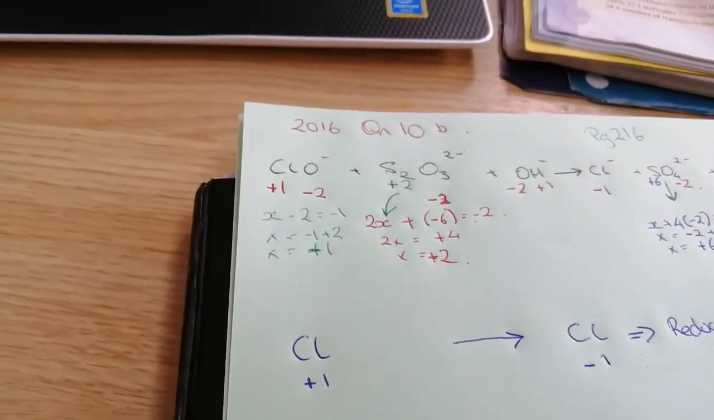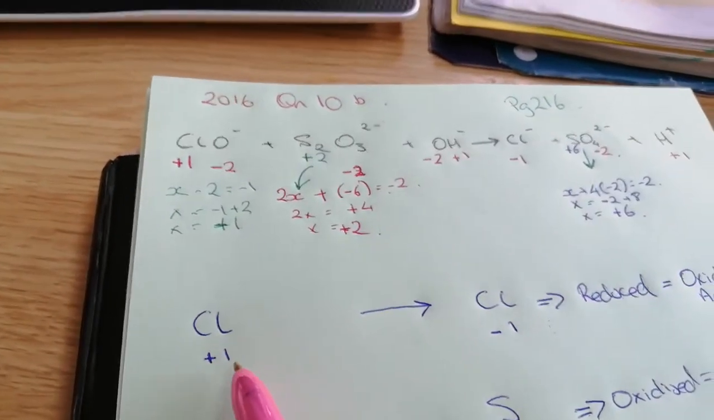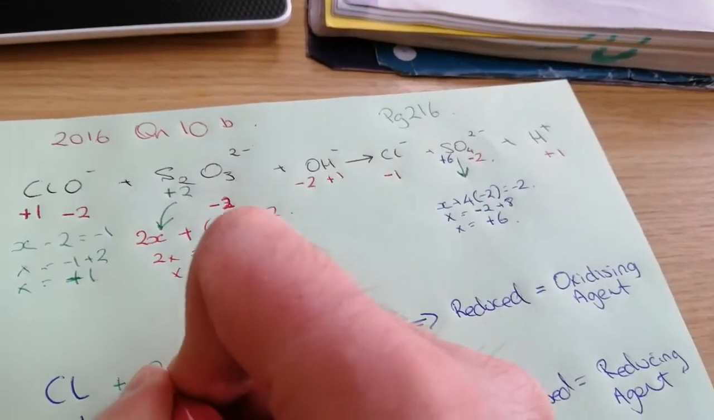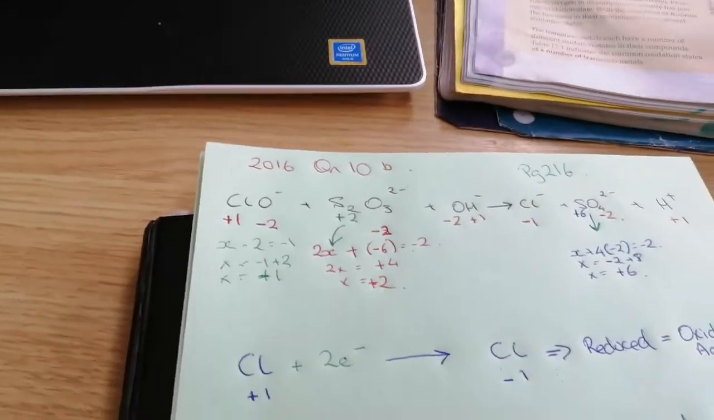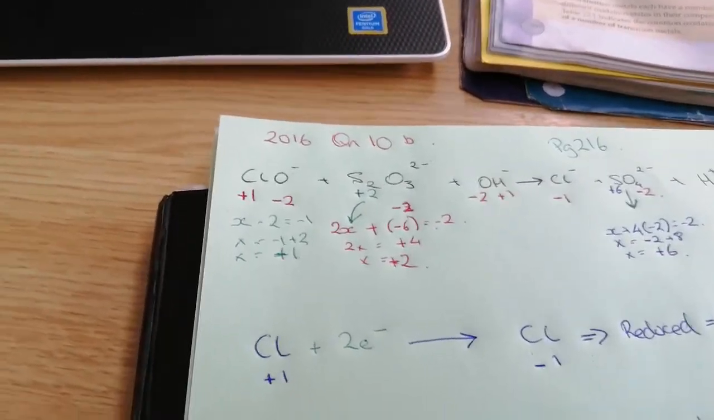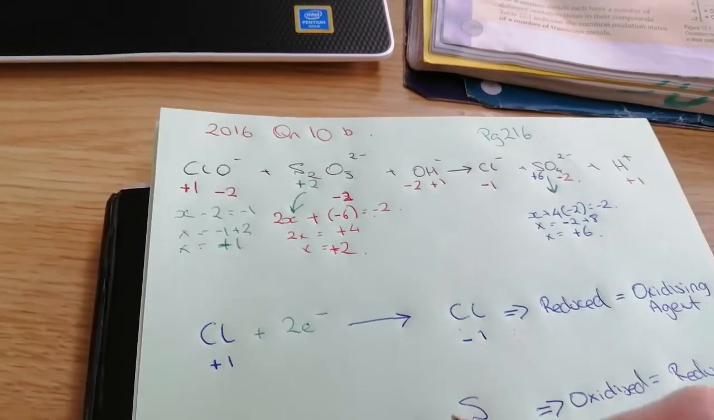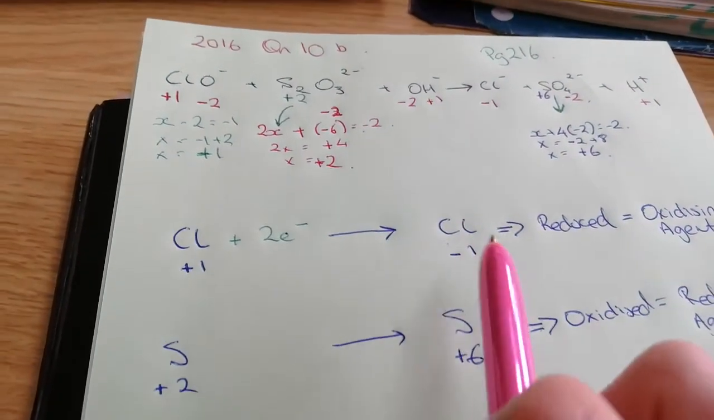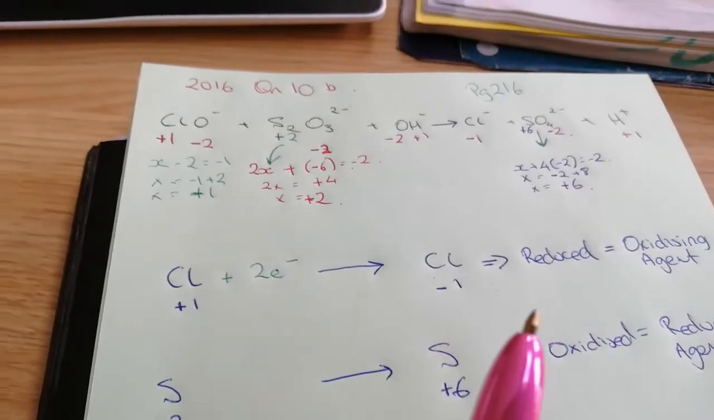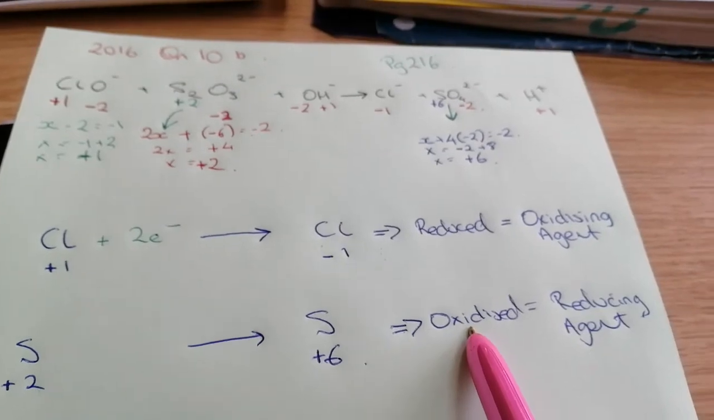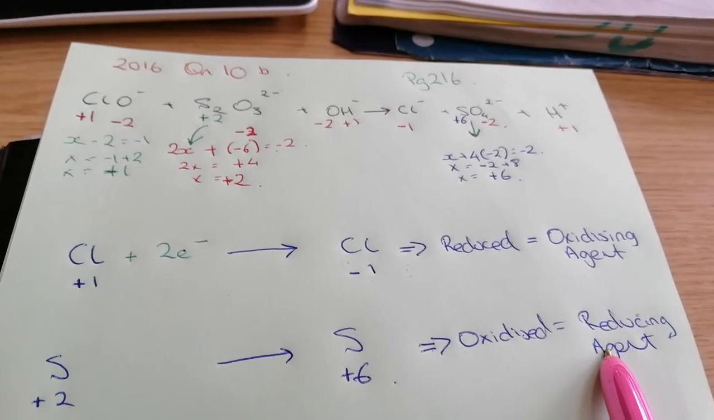Now one thing I'm just going to stick in here, in order for chlorine to go from +1 to -1, it had to have gained 2 electrons. Now that's important for the next step. I'm just putting it in now to show you. Right, sulfur has gone from +2 to +6, which means it has lost electrons. So it's been oxidized, which means that it's the reducing agent.